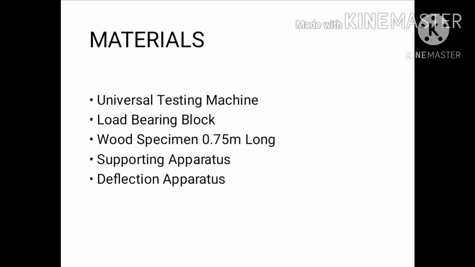So these are the objectives of the experiment. The test is carried out to study the bending or flexural behavior of the beam to determine the modulus of elasticity and modulus of rupture of the wood. So the materials we will use in this experiment are universal testing machine, load-bearing block, wood specimen 0.75 meter long, supporting apparatus, and deflection apparatus.